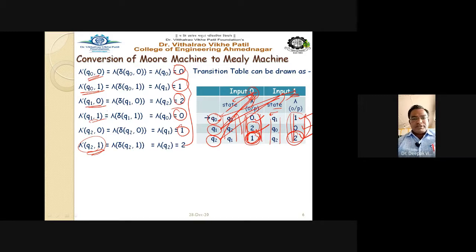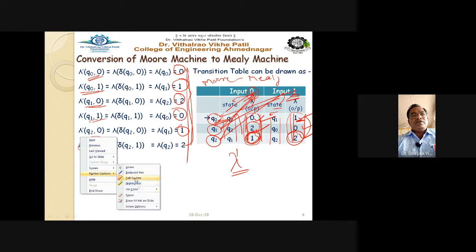While converting our Moore machine to a Mealy machine, it is very simple. There are no difficulties involved. Only you have to find out lambda dash, which is nothing but the output associated with each state. So here for Q0 for input 0, the output is 0, but for Q0 for input 1, the output is 1. And this we have found with the help of these transitions.